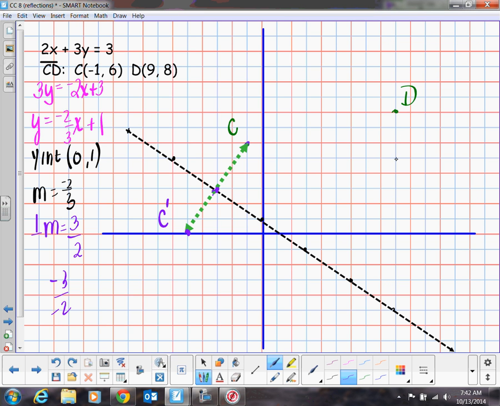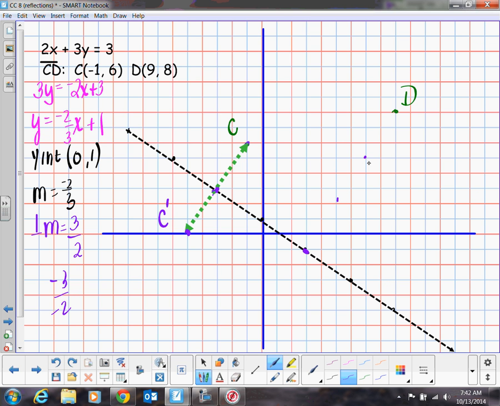1, 2, 3. Okay, 1. And so I'm not there, so I go down 3 and left 2. Am I there? So what do I do? Down 3, left 2. Did I make it?